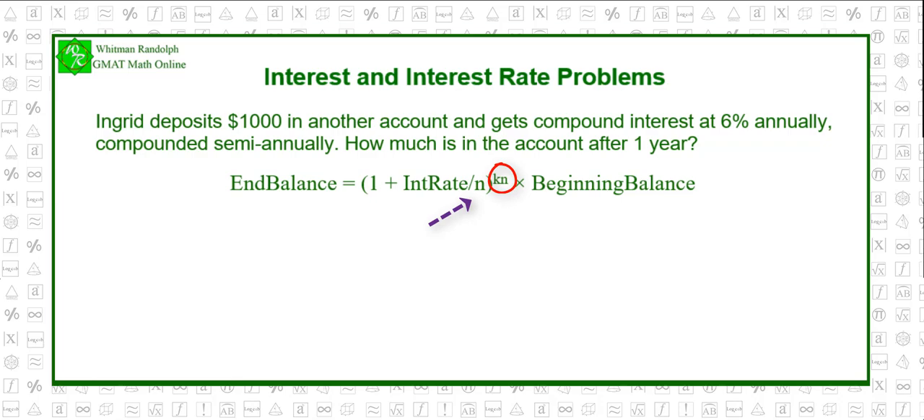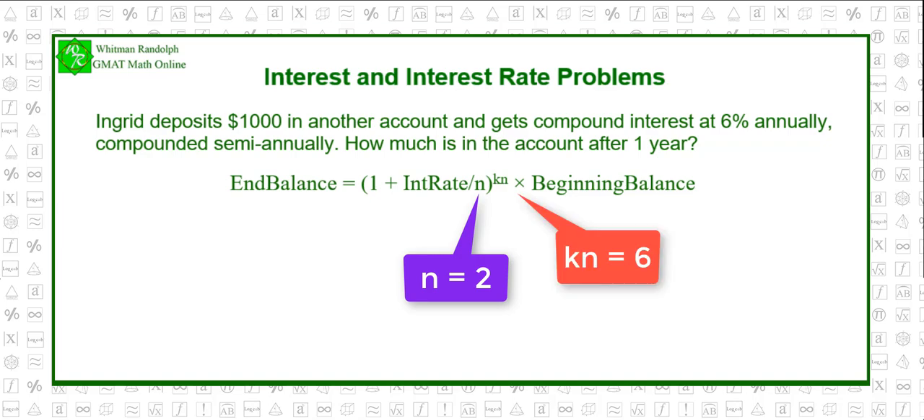Well, n is the number of times interest is compounded during the year, and k is the number of years during the time period we're looking at. For example, semi-annual interest means n is 2, and if we're calculating total interest over a 3-year period, then kn is 6.